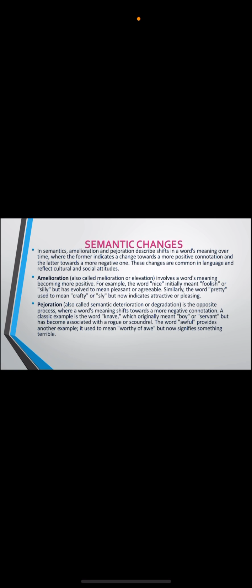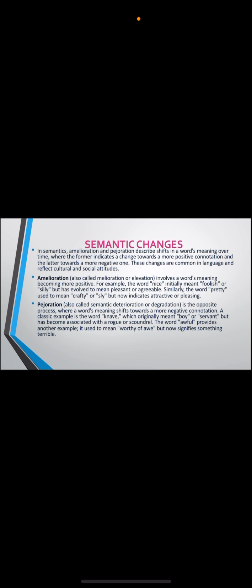And in the case of pejoration, that is the opposite of melioration. Pejoration is the opposite process where a word's meaning shifts towards a more negative connotation. That means initially the word had a positive meaning, but gradually the meaning will change into a derogatory term. Example, knave. Knave actually meant boy or servant. But now we are using this word knave associated with rogue or scoundrel.